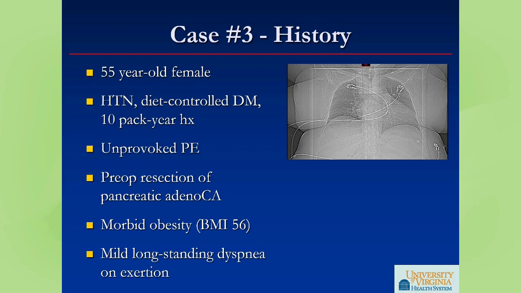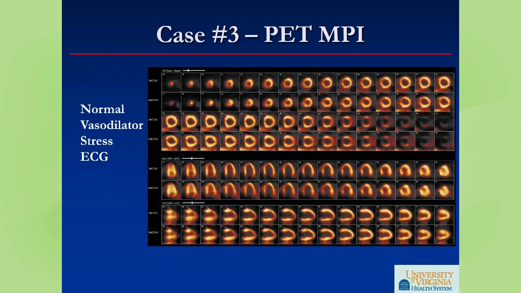She comes in with some mild, long-standing dyspnea on exertion, but really this was not what brought her in. It was mainly that she needs pre-op resection of a pancreatic adenocarcinoma, and they wanted to further risk stratify her. Challenging this entire case is the fact that she has morbid obesity with a BMI of 56. So here are her PET MPI images. She had a normal vasodilator stress electrocardiogram, and here are her images.